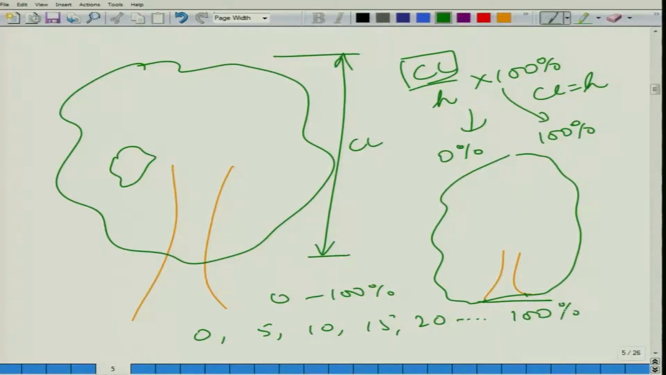When we write it as classes, we do not write the percentage sign, but anything that comes between 1 to 5% will be called a class 05, anything that comes from here till here will be called a class 10, and so on.